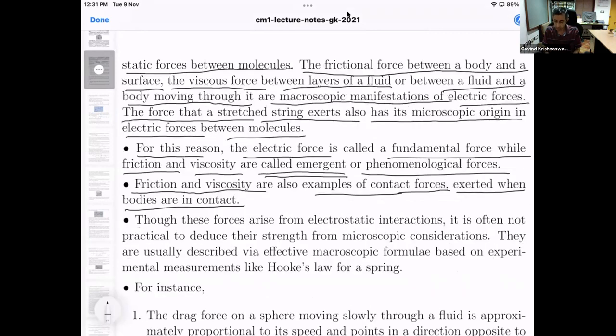Now, though these forces like friction and viscosity and the force in a string or in a rubber band arise from electrostatic interactions between molecules, it is often not practical to deduce their strength and nature from microscopic considerations. This is by and large hopeless. While it is all nice to say that friction arises from electricity, to derive the value of that friction from studying electric forces between molecules is very, very difficult.